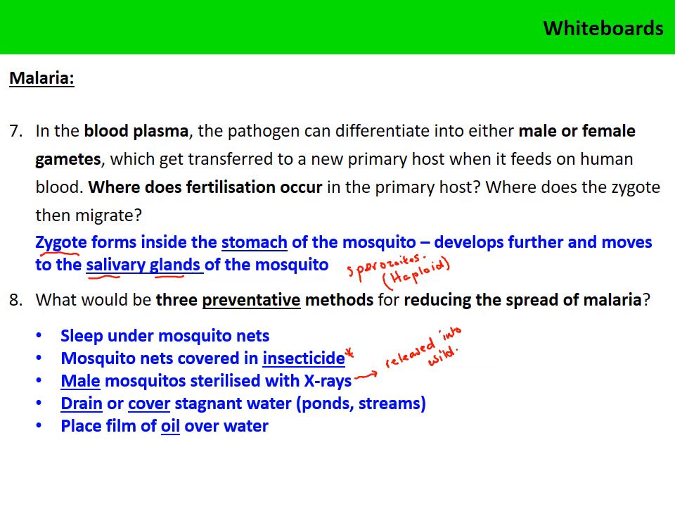We could drain stagnant water such as ponds, streams, lakes, puddles, or we could cover the stagnant water so the female has no access to egg laying sites, or we could even place a film of oil over the water, because we know larvae pierce the surface and that's where they obtain their oxygen from. So if you prevent this occurring, you prevent development of the larvae into new mosquitoes.